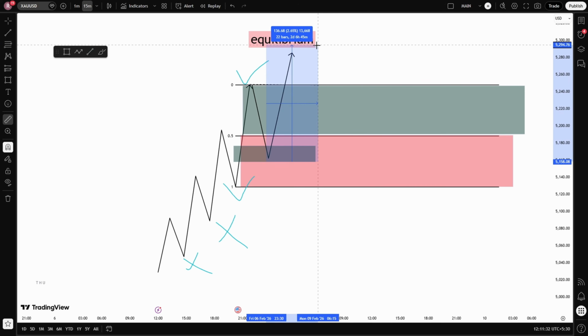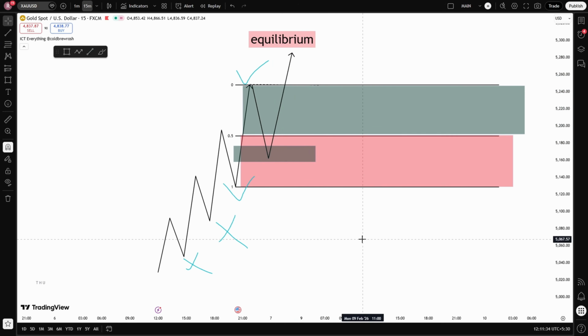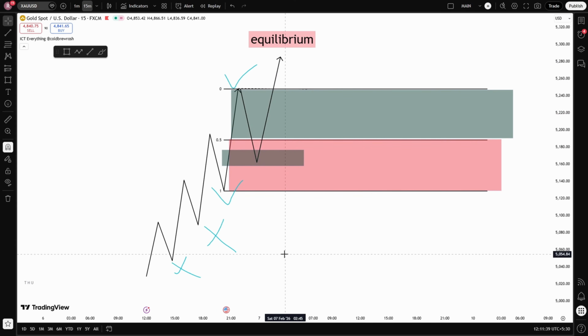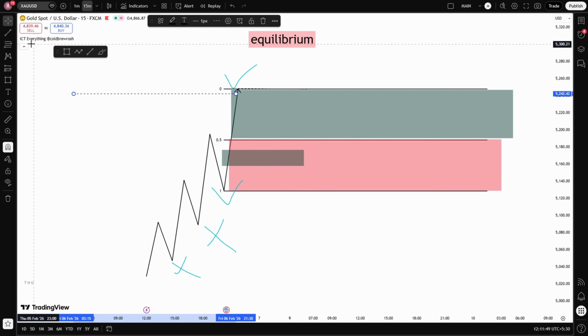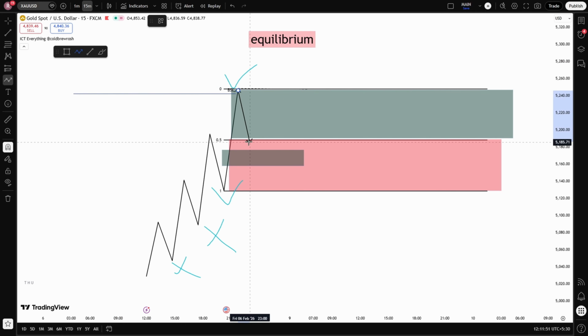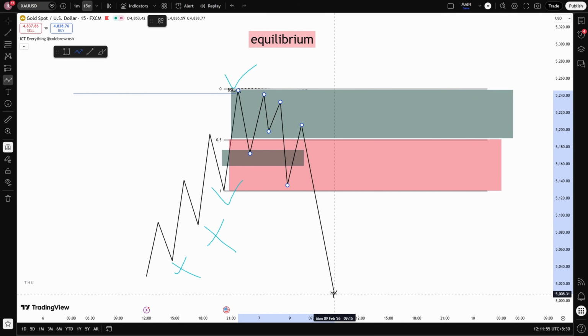This is why equilibrium is what I like to call a continuation confluence. It helps us identify where price is likely to retrace before continuing in the same direction. This is different from something like a liquidity sweep, which is typically a reversal confluence. Liquidity sweeps usually involve price pushing above or below a level and then reversing direction. Equilibrium, on the other hand, is used when we expect the trend to pull back and then continue.